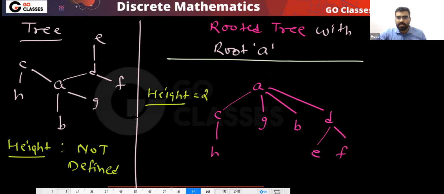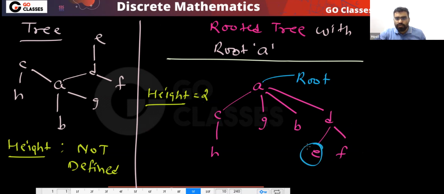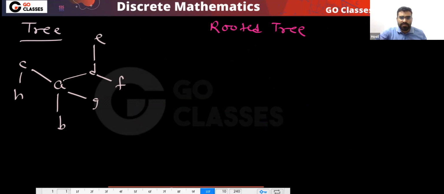So this is the height, and this is your root. What are the children of the root? These are the children of the root. What are the ancestors of E? These are the ancestors of E. The concept is actually very simple.